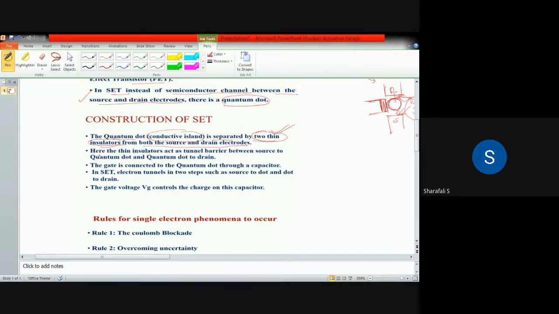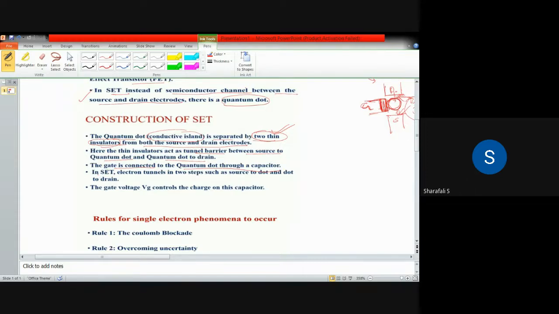Then we are having these thin insulators, which will act as tunnel barriers between the source and quantum dot and between the quantum dot and drain, that we already discussed. And the gate is connected to the quantum dot through a capacitor. That also we discussed. We are having a capacitor here, this is your gate, and this gate is connected to the quantum dot through a capacitor.